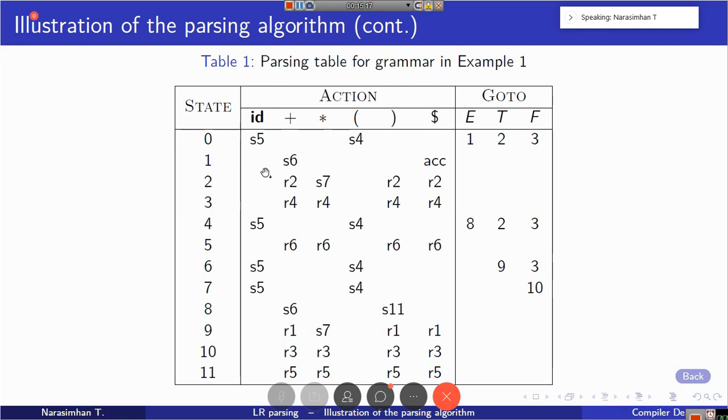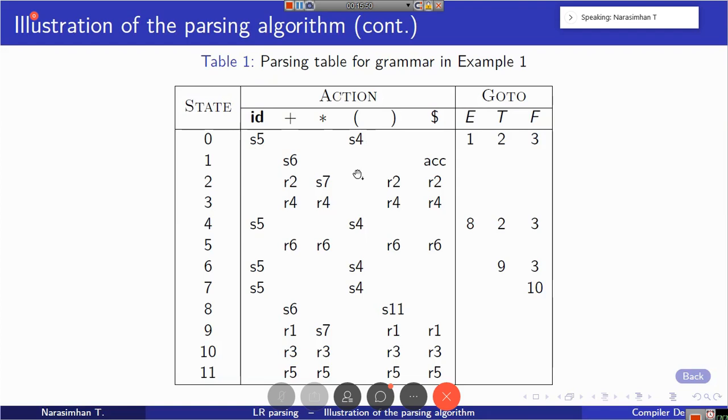Let's concentrate on this action part. You find entries like S5, S6, S7, etc. What does that mean? S means that you are going to perform a shift operation. 5 means that after performing the shift operation, the next state will be 5. That is one type of entry.